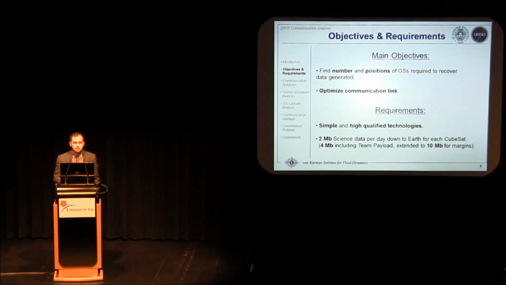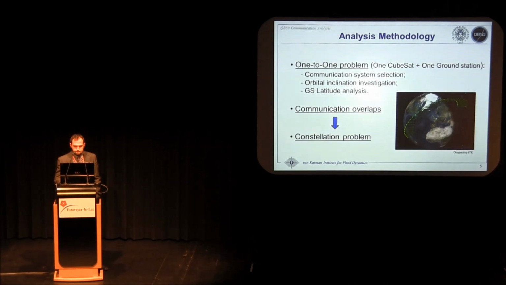The main objective of my work was the evaluation of the number and positions of ground stations required to satisfy mission requirements, and the optimization of the communication link between the ground segment and the space segment. The main requirements are the use of a simple and high space qualified technology, and especially the 2 megabits of science data per day downlinked to the Earth for each CubeSat, 4 megabits if we include the team payload, and 10 megabits if we include also other margins.